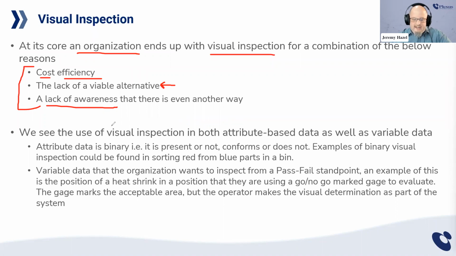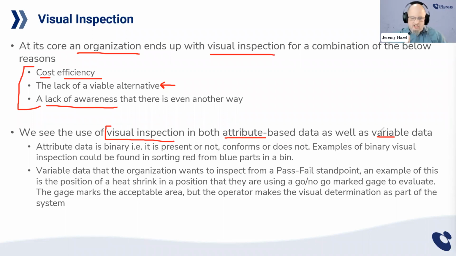Now, we see the use of visual inspection in both attribute-based systems as well as variable. For those of you that don't talk the tech here, an attribute-based system is one in which the data is largely binary, right? Present or not, right or wrong, 0 or 1. So let's say you're looking at a car door, and you see a ding. The presence of the ding is either there or not. There is no size of the ding. There is no gradient for better or worse for the ding. There is just present or not, defect or not.